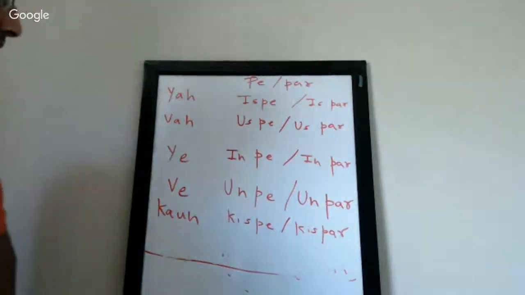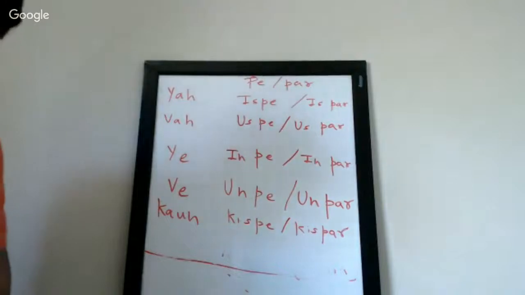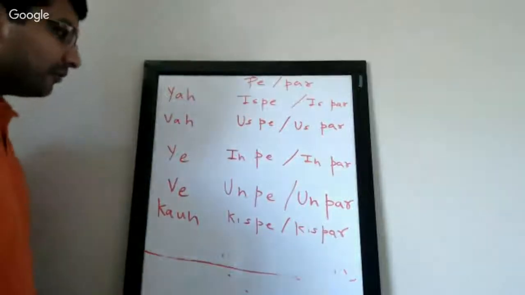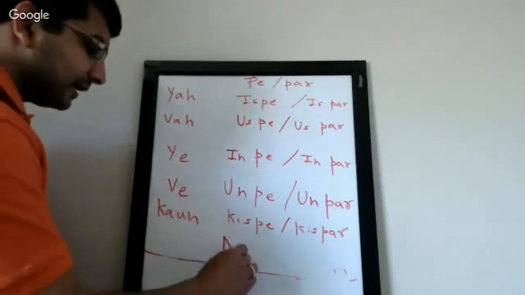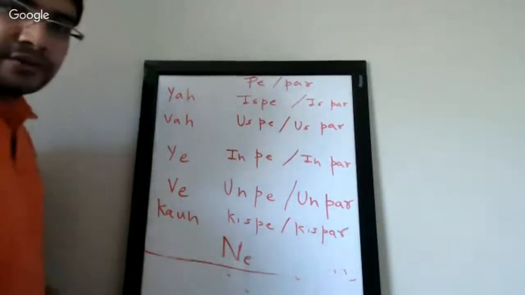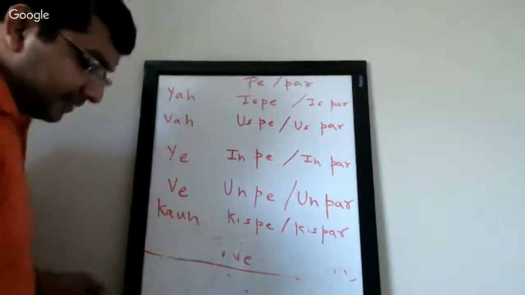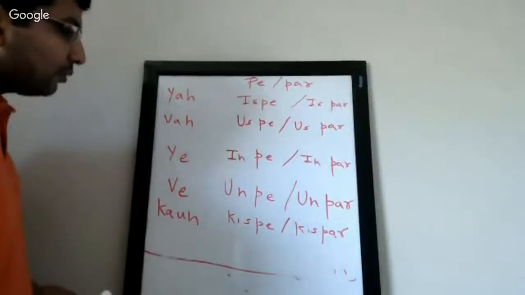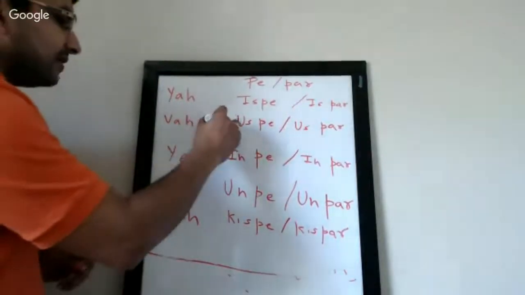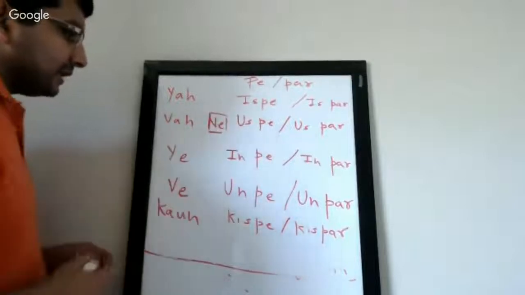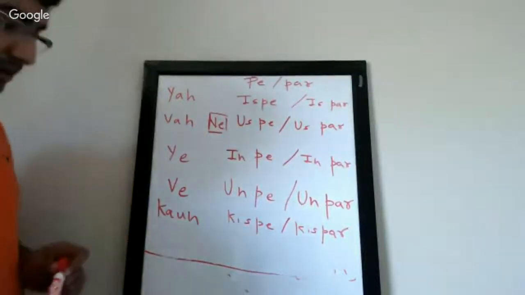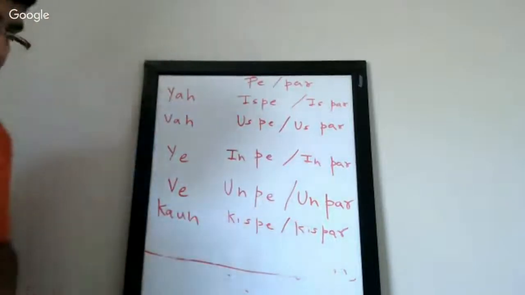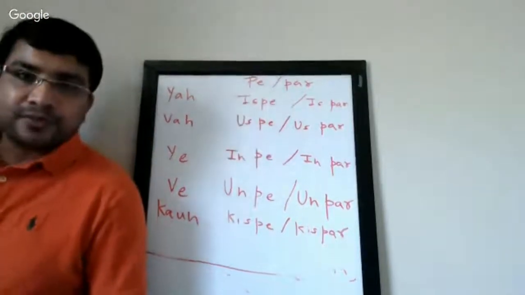What I'll do, we still have 10 or 11 more minutes, and I still have to do one more post position called ne, which is the most difficult one. Ne, right? Aapne, maine, humne. So ne is still pending. We can do ne in the next class, along with a revision of all the other post positions and pronouns as well.